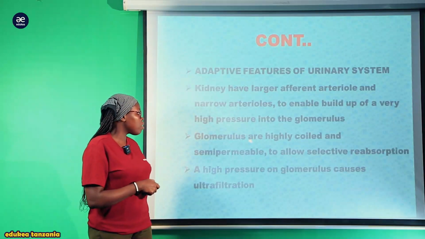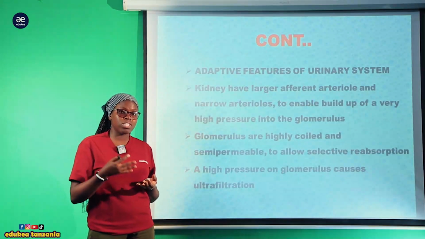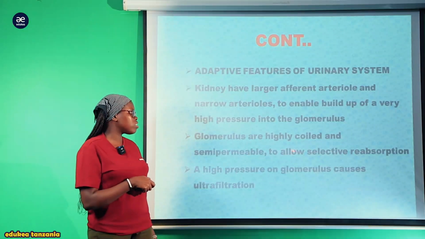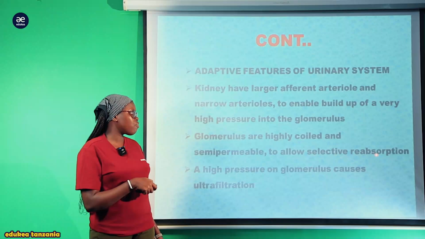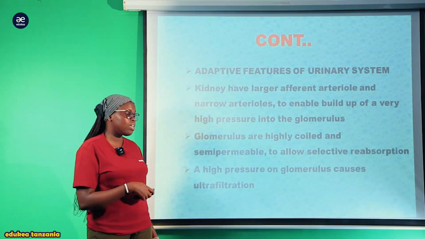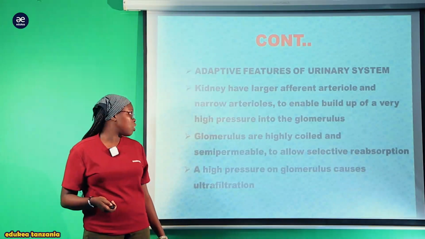Vile vile glomerulus are highly coiled. Kwa nini? Ili kuweza kuongeza surface area for filtration. Na vile vile ni semi-permeable kuweza kuallow the selective reabsorption. Vile vile a high pressure on glomerulus causes ultrafiltration, ambayo high pressure may build up with the afferent arterioles.